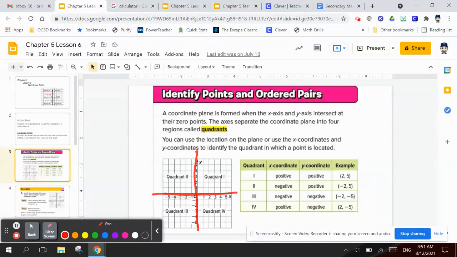Quadrant 1 is positive, positive. If both numbers are positive, you're up here. This is where I call it Disney World because it's a happy place. Quadrant 2, we go backwards, counterclockwise, which is negative, positive. The first number is negative, the second number is positive. Quadrant 3 is down here, and this is Grumpy Land because it's negative, negative: negative x number, negative y number. And quadrant 4 is a positive number with a negative number.